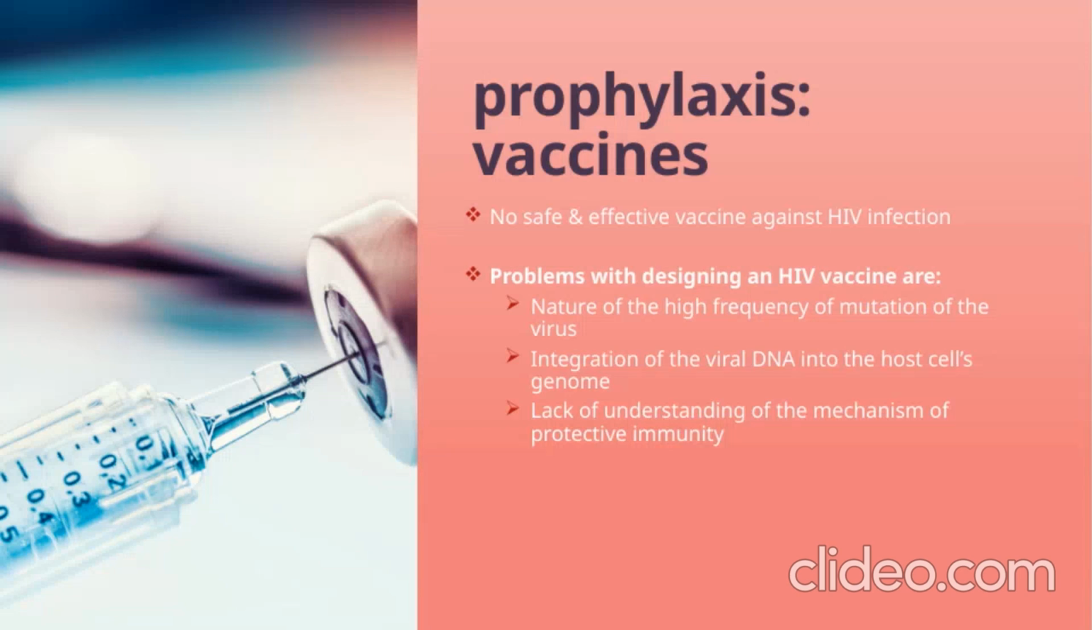Currently, there is no safe and effective vaccine against HIV infection. One of the biggest challenges in developing an HIV vaccine is the high mutation rate of the virus itself. This means the virus can change rapidly, making it difficult for our immune system or a vaccine to keep up and provide long-lasting protection. Another major obstacle is that HIV integrates its DNA directly into the host cell's genome.